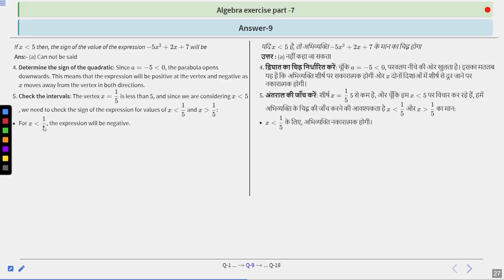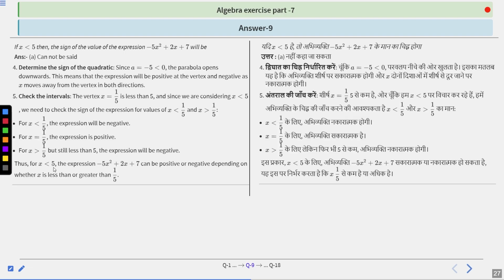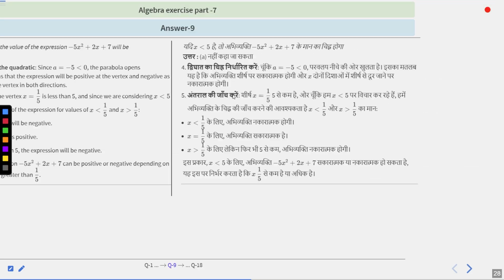For x less than 1 upon 5, the expression will be negative. For x equal to 1 upon 5, the expression is positive. And for x greater than 1 upon 5 but still less than 5, the expression will be negative. Thus for x less than 5, the expression minus 5x square plus 2x plus 7 can be positive or negative depending on whether x is less than or greater than 1 upon 5. That means we cannot say whether the answer is positive or negative. That is why our answer is option number A, cannot be said.